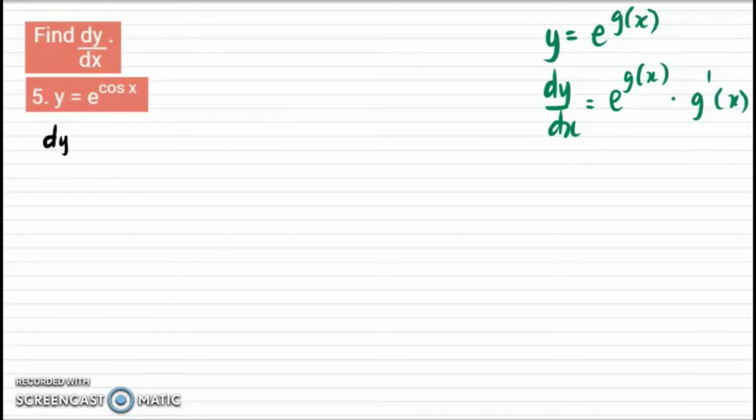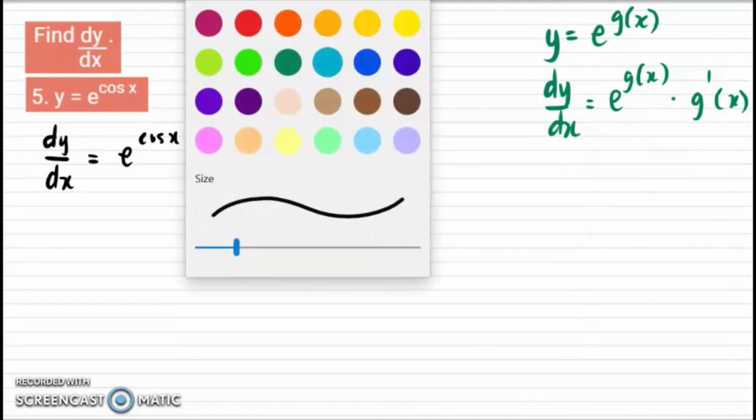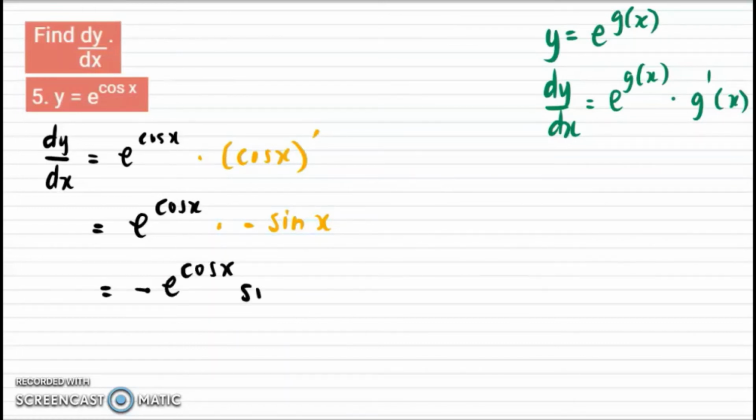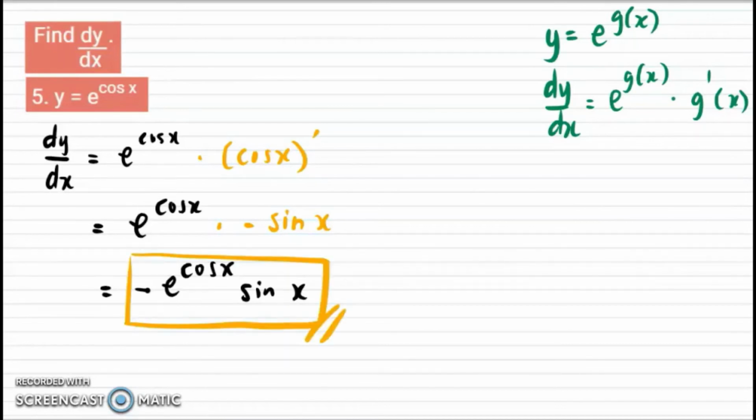Therefore, we have the derivative of y with respect to x is equal to e raised to cosine x and then multiplied by the derivative of cosine x. Then, we have e raised to cosine x multiplied by, of course, according to the rule, cosine x has a derivative of negative sine x. And for our final answer, we have negative e raised to cosine x times sine x.